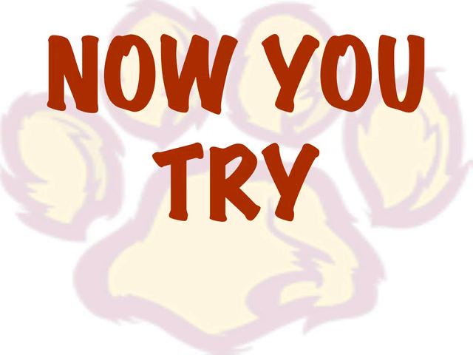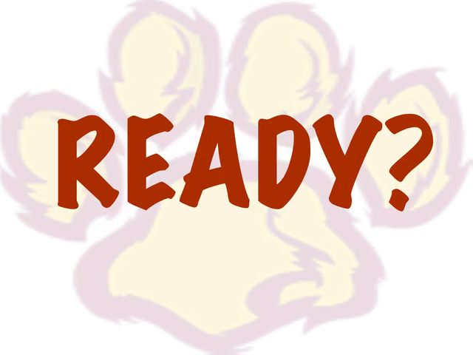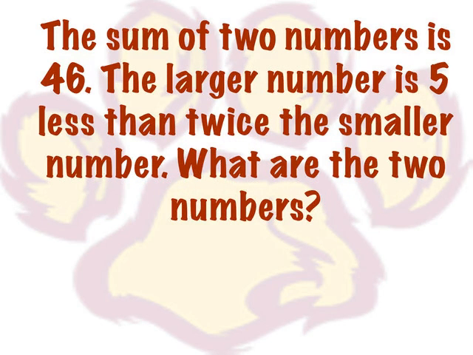So now you're going to try. You're going to get a word problem. First, you'll need to get the two equations. After a minute or two, you're going to be given the correct equations. Once you have the equations, you'll need to solve for the variables. Ready? Go. The sum of two numbers is 46. The larger number is 5 less than twice the smaller number. What are the two numbers?